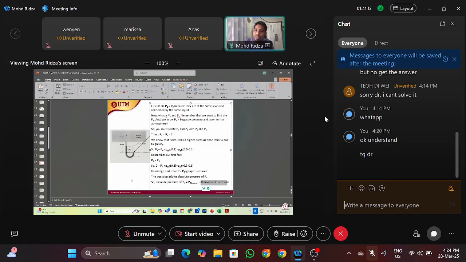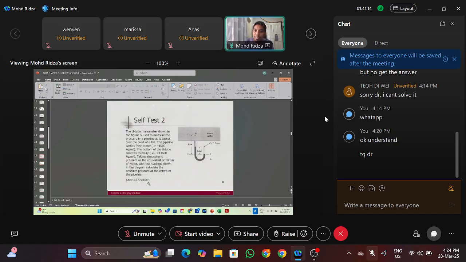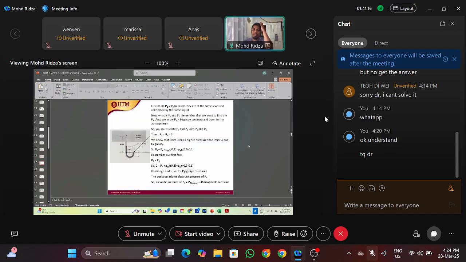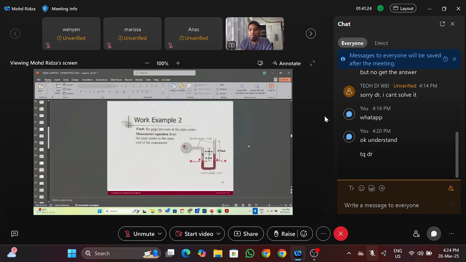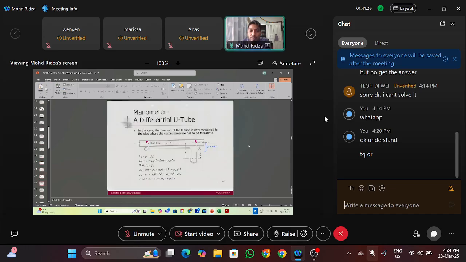Right, thank you for sharing the solution. The answer is there. You can try. If you don't get it, you can just WhatsApp me. Right. So this is worked example number 2.